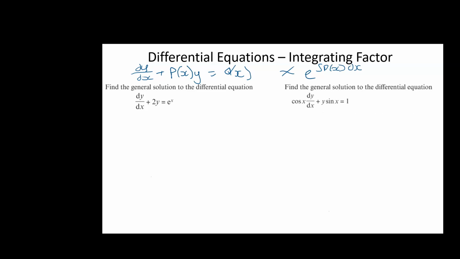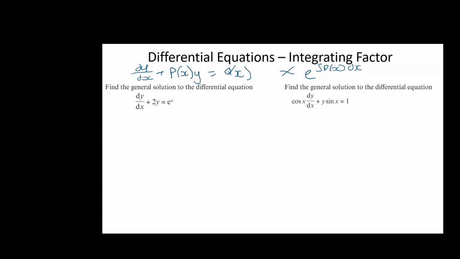And it should turn into that reverse product rule situation. So let's have a look at these two examples and see what's going on. Okay, so in this case, it looks quite straightforward. It is dy by dx plus something times y equals some function of x. It doesn't have an x in, but that's okay. The function of x, p of x, is just 2. It doesn't have an x in, but that's okay.